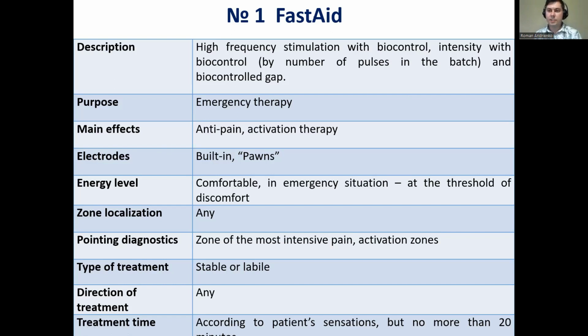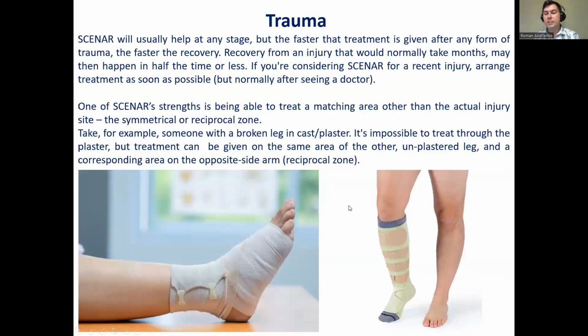When we have an unconscious patient, we can put the fast aid, put the energy at the threshold of discomfort, put the electrode right here, and this will bring them back up from unconsciousness. Good example. For each single preset, I will try to give you an example of when to use it. Trauma.